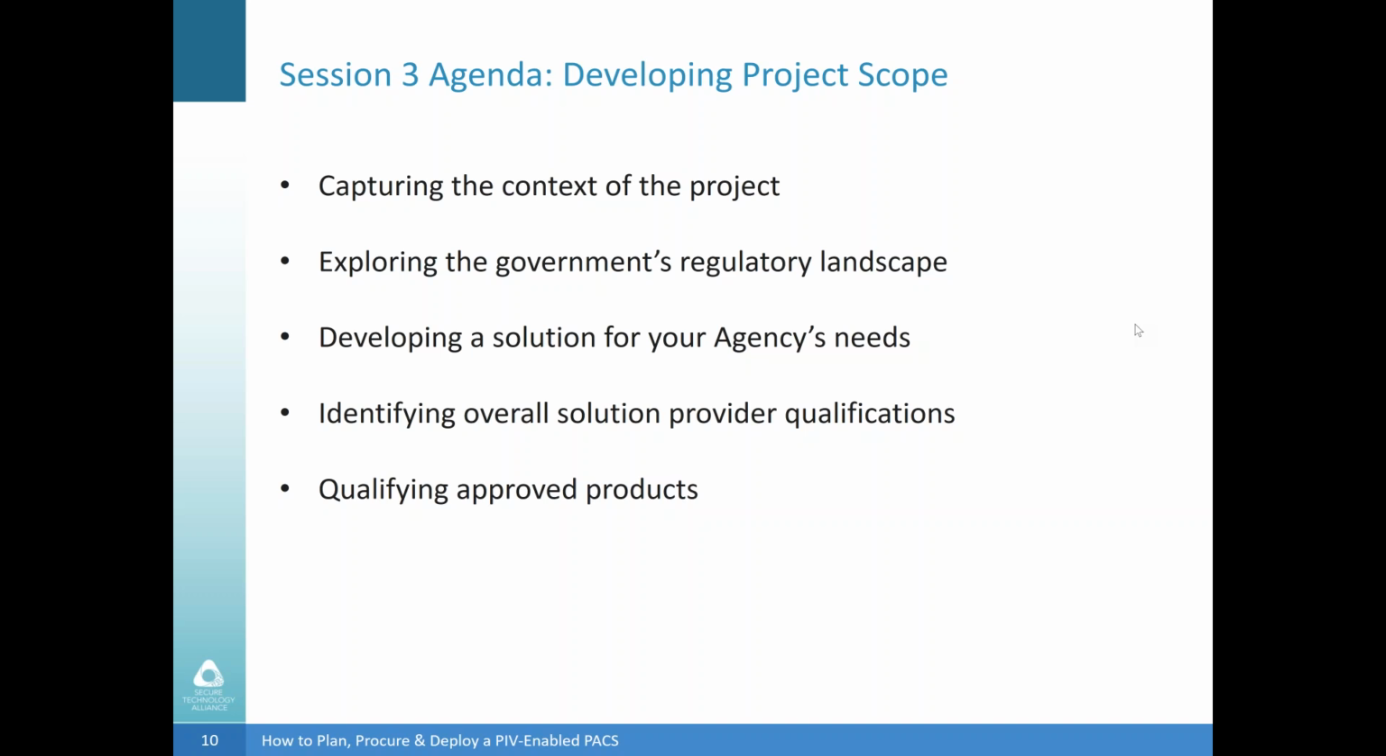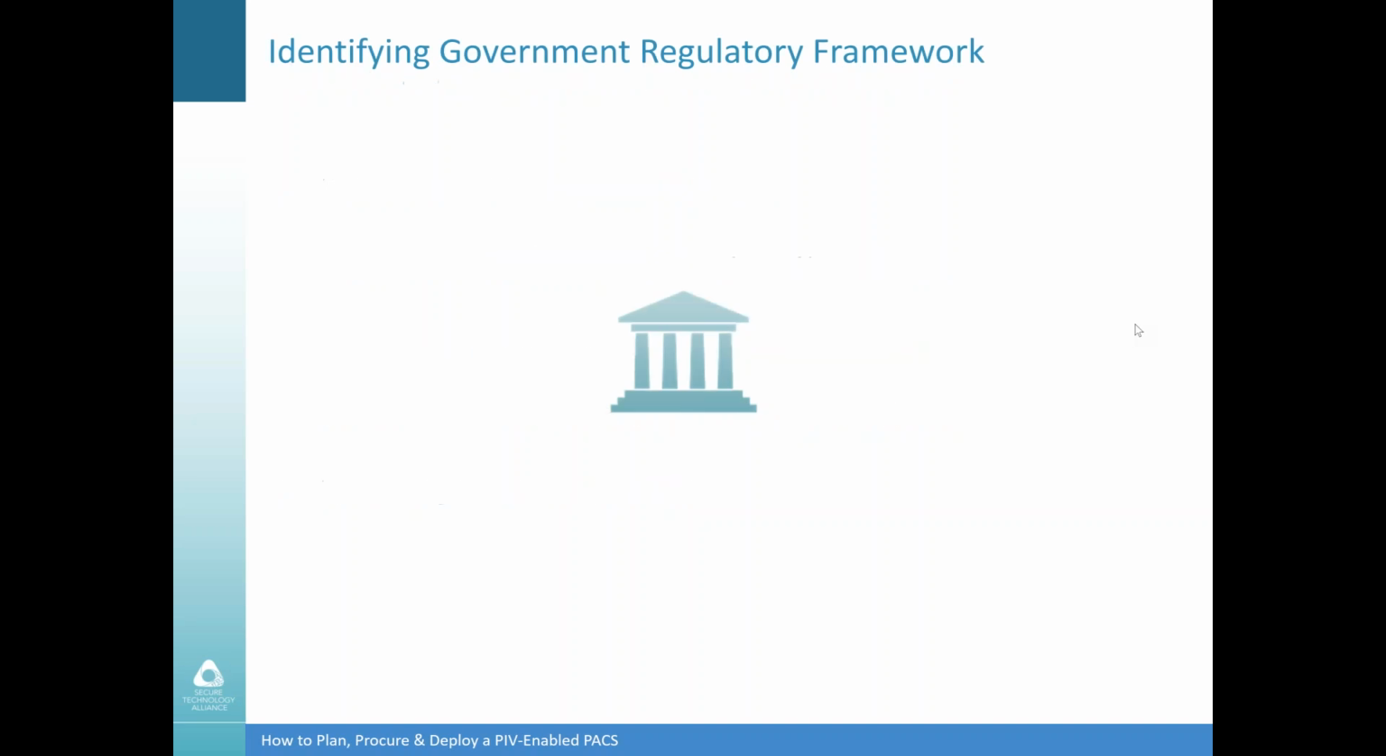After we talk about how to really develop the solution, how to identify the overall solution provider qualifications. So this is your primary integrator, your primary providers that are going to come in and manage this project, and we're going to talk about exactly what you should look for there. And finally, the qualifying of approved products. We will talk about where to find these kinds of products in a solution like this. So let's just start here.